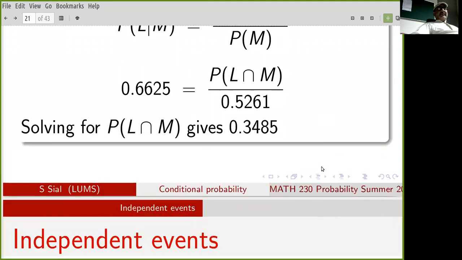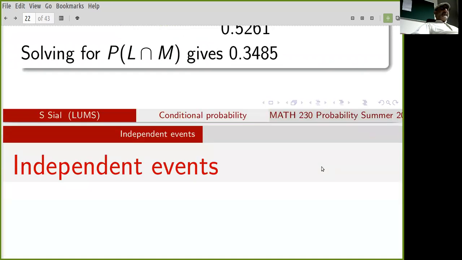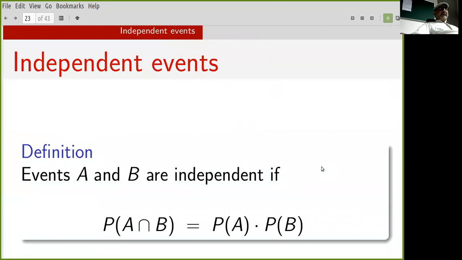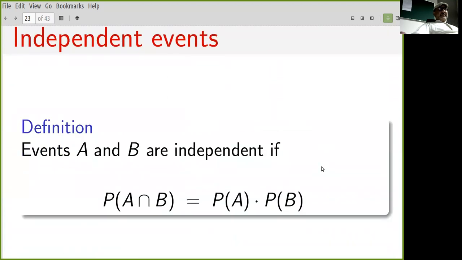The one important thing that comes up here is the idea of an independent event. So I'll give you the definition. Events A and B are independent if the probability of A intersection B is equal to the probability of A times the probability of B. Now, not all events are independent. Don't use this formula unless you know that A and B are independent events.